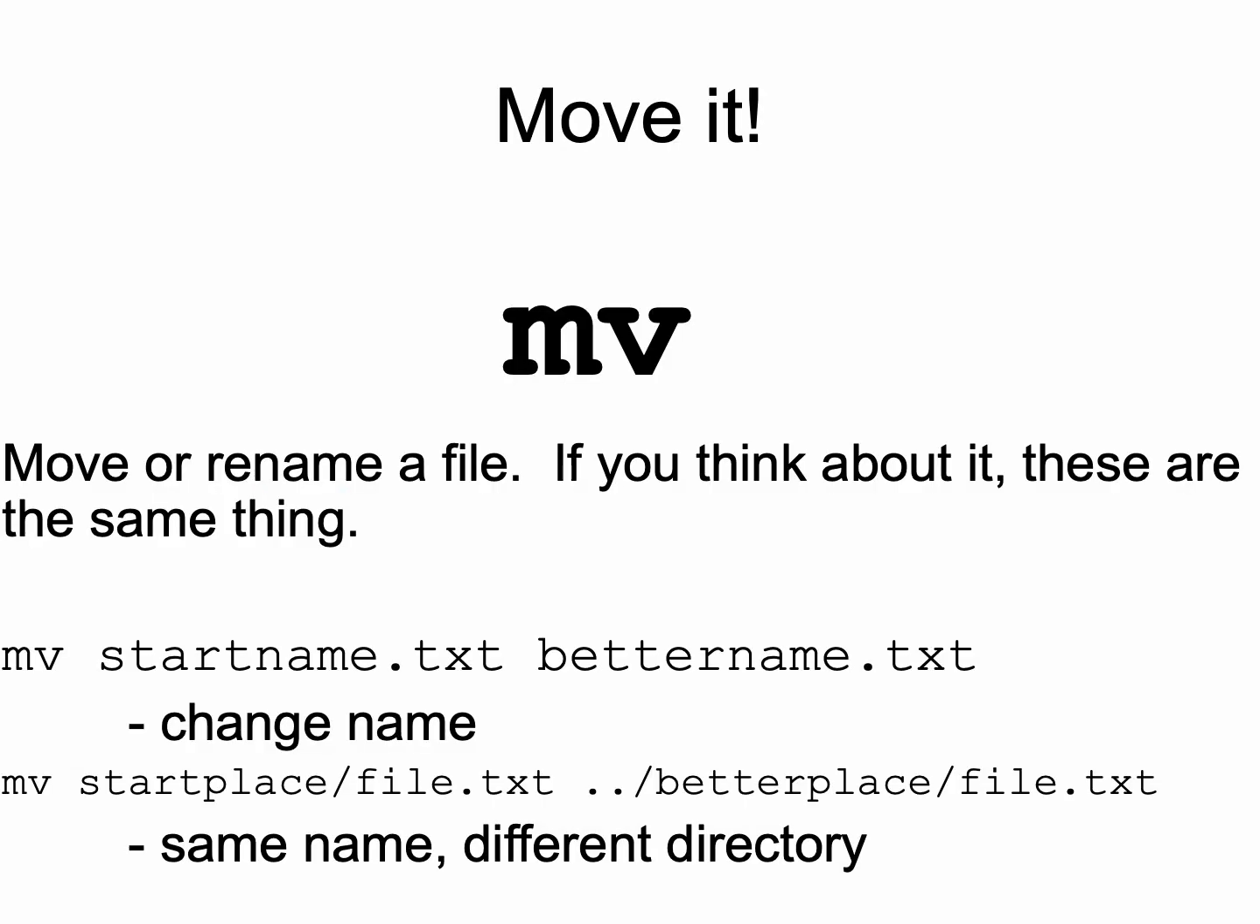A few more. mv moves or renames a file. So if you named a file something and you thought, oh, I don't like that name, you can do mv, the starting name, to the better name. So it's always mv from to. mv space from space to. Now, that changes the name and it keeps it in the same directory that you were already in.